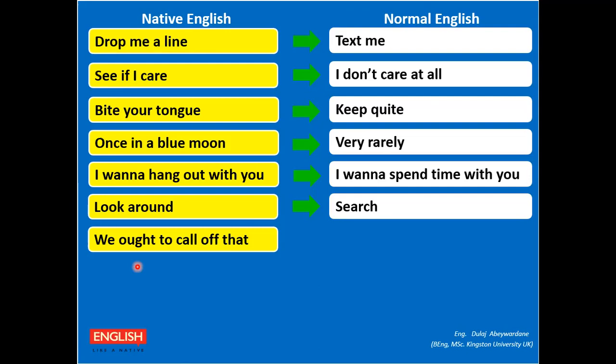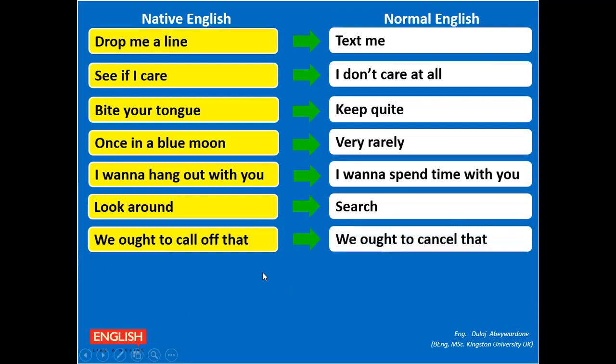We ought to call off that. It's about to cancel something. You're going to cancel something. We ought to cancel that. We ought to call off that.